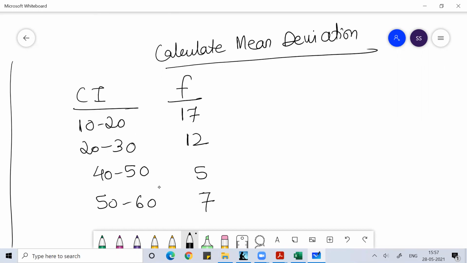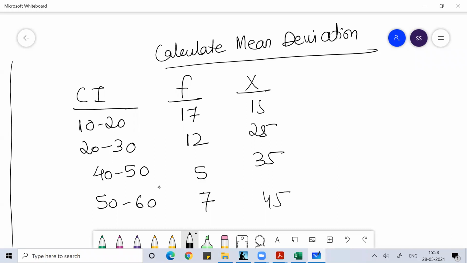If I want to calculate the mean deviation of this data, the first thing I'll calculate is the mid value. The mid values are 15, 25, 35, and 45. For mean deviation, if nothing is given and I simply ask you to calculate the mean deviation, you need an average. You can take the average as the mean. If nothing is given, you will take the mean. If they want you to calculate the median or mode, they'll specify it properly.